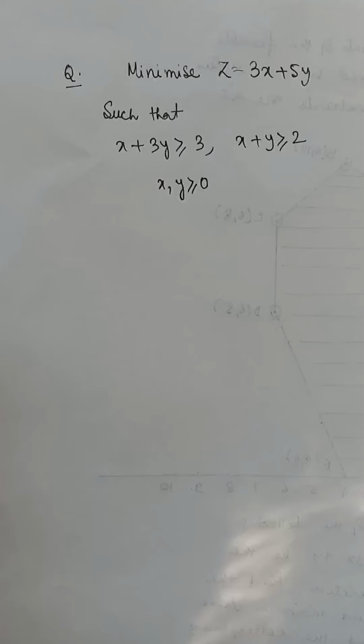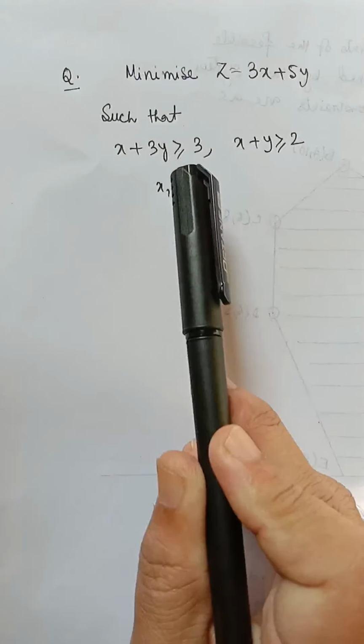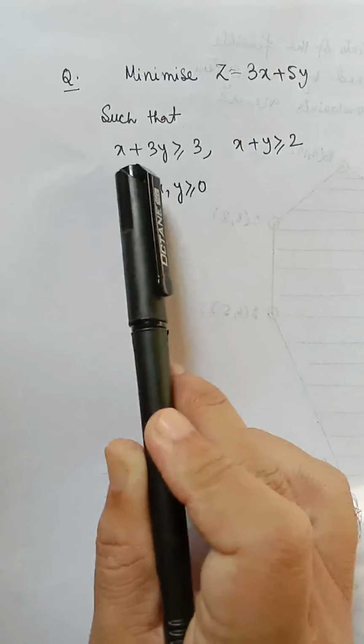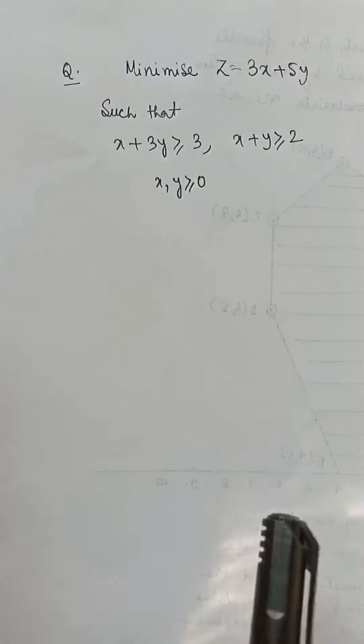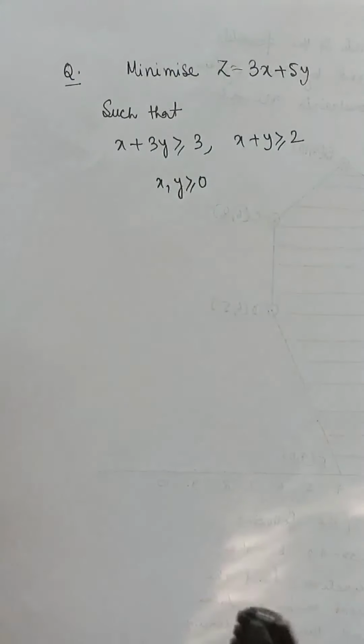Now next question is to minimize z equal to 3x plus 5y subject to conditions x plus 3y more than or equal to 3 and x plus y more than or equal to 2. You know how to draw the graph of these two and how to find the common solution. So first of all, I will draw the graphs of these two and find the common solution set.